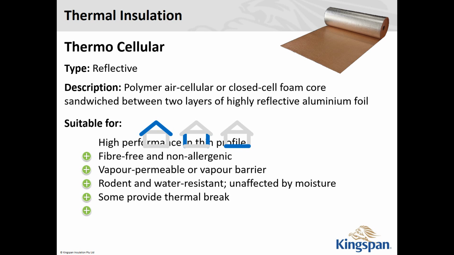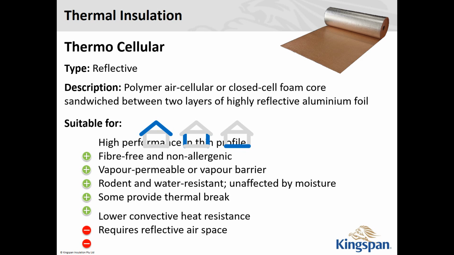Because there's no nesting material within sarking, it's good at resisting rodents nesting in it as well. And some provide a thermal break, such as the Insul break. Some of the negatives: they require a reflective airspace. So if you have the product hard up against your FC sheeting, there's no reflective airspace, so you won't get any effectiveness out of the product. All you'll get is the actual R value of the product itself.